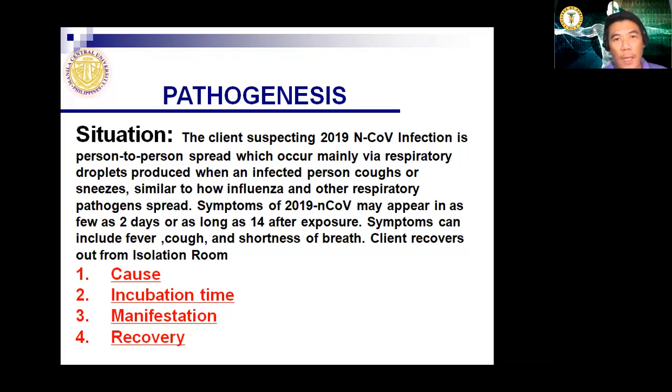So let us now identify from the pathogenesis the cause, the incubation time, the manifestation, and the recovery. Very obviously in this situation, the cause is mainly the person-to-person spread, and specifically the COVID-19 virus. The incubation time, wherein it is expected that the COVID-19 virus multiplies, is from 2 days up to a maximum of 14 days after exposure. That is usually the incubation time.